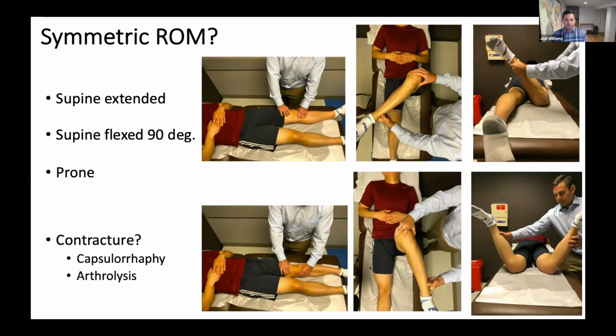So look at hip range of motion in a couple different positions. The images on the left show supine extended. Middle images show supine with the hip flexed at 90, and then the images on the right show prone. And it's uncommon, but I think it's important that you be sure the patient doesn't have a joint contracture. And if there is one present, you might consider capsulorrhaphy or arthrolysis in addition to an osteotomy.